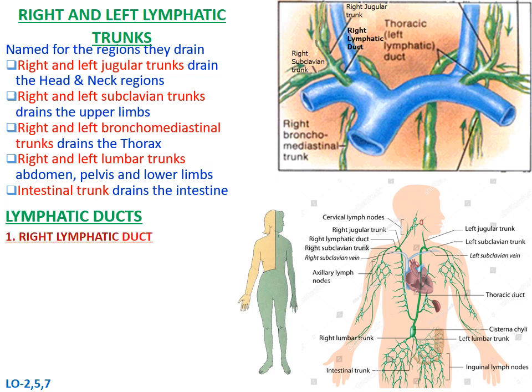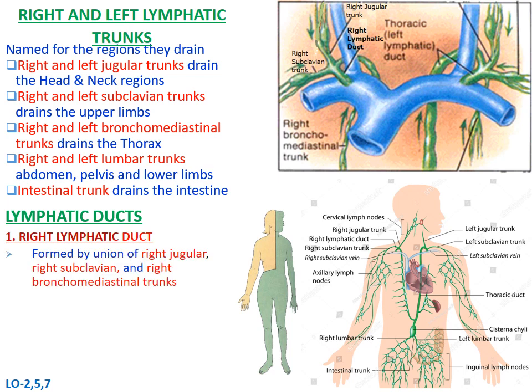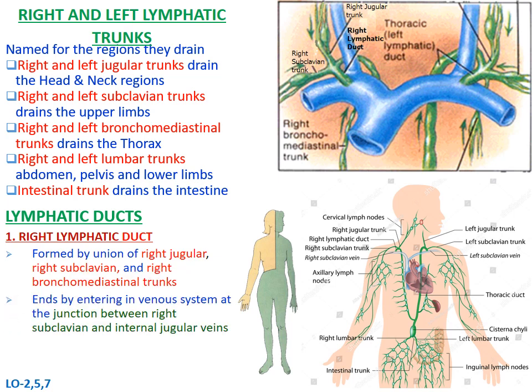So, lymphatic ducts, right lymphatic duct. Now look at the right lymphatic duct. The right lymphatic duct is formed by the union of the right jugular, right subclavian, and right bronchomediastinal trunk. So all these three join together to form the right lymphatic duct.